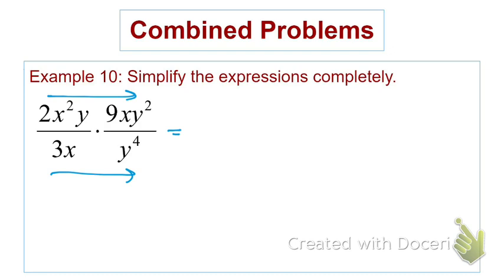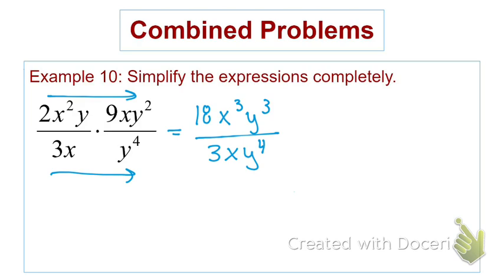So constants first, we've got the 2 times the 9. Then we've got x's. We've got x squared times x using our product rule. 2 plus 1 is 3. Then we've got y's next. 1 plus 2 is 3. Then we've got our denominators. And since we don't have any factors that are the same, we've kind of just got each of these things times 1 essentially, and they basically stay the same.